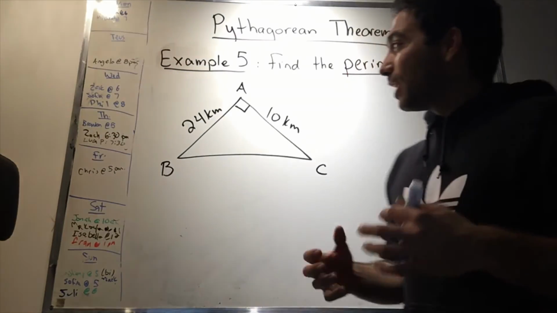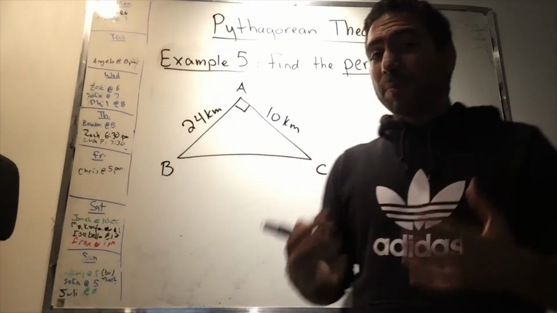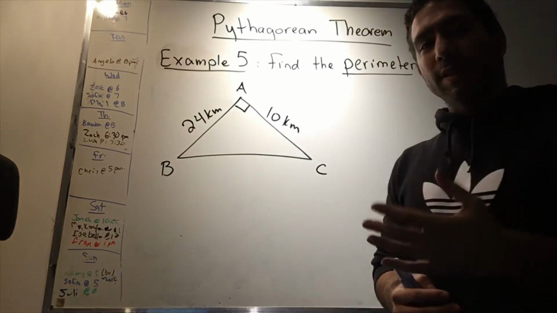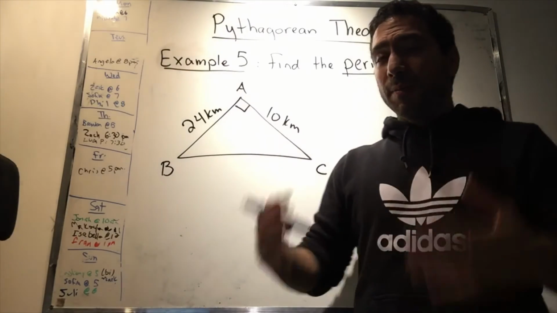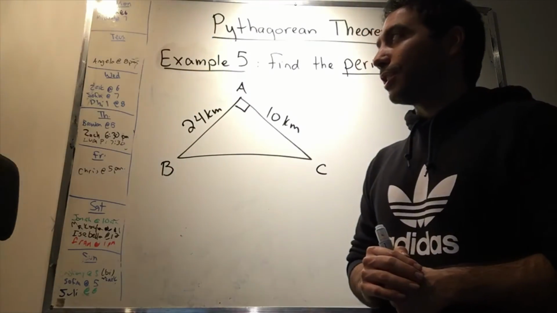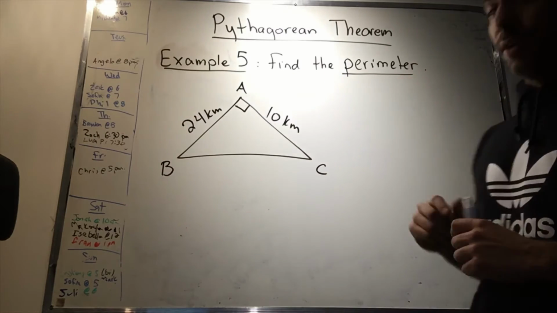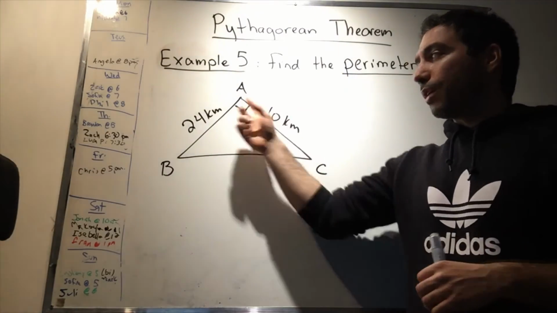Hey everyone, welcome to the next video. In this example, we're going to continue with the Pythagorean theorem, but it's going to be slightly more difficult. It's not going to be a one-step problem where we have to find the missing side, but we'll have to do one extra step. In this case, the example is asking us to find the perimeter. We have to find the perimeter of this triangle over here.